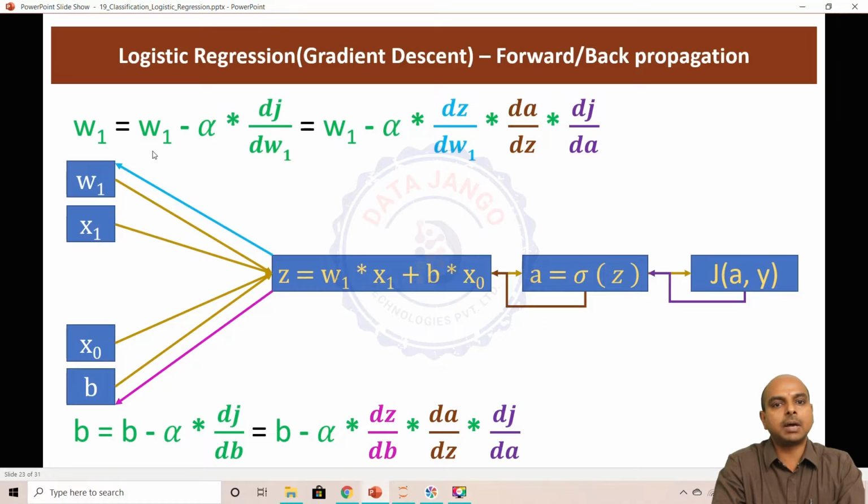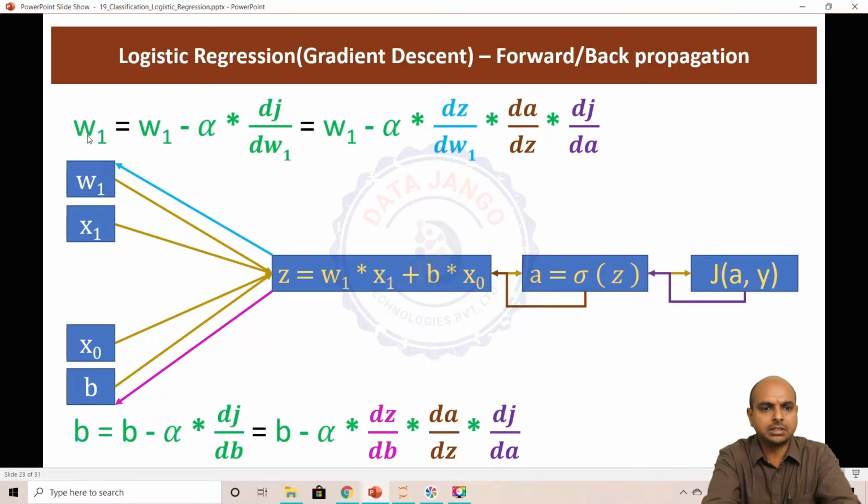The gradient descent formula is theta 1 is equal to theta 1 minus alpha into the derivative of the cost function with respect to theta 1. Here I have taken W1, that's okay, it's a weight. And here I took B. Instead of B, you can take theta 0 or theta 1, right? But the gradient descent algorithm is this part: W1 minus alpha, where alpha is the learning rate, into the derivative of the cost function with respect to theta.